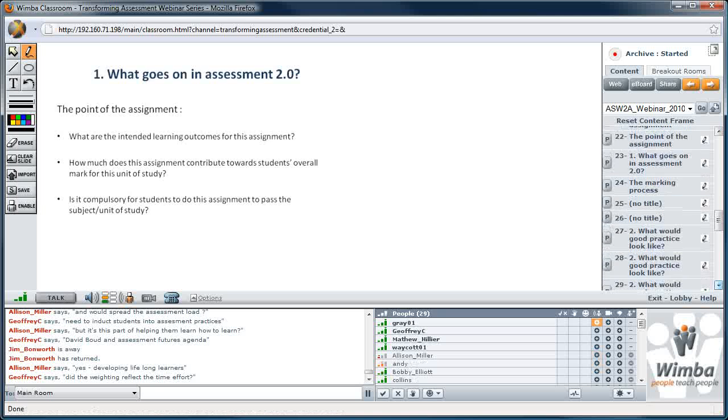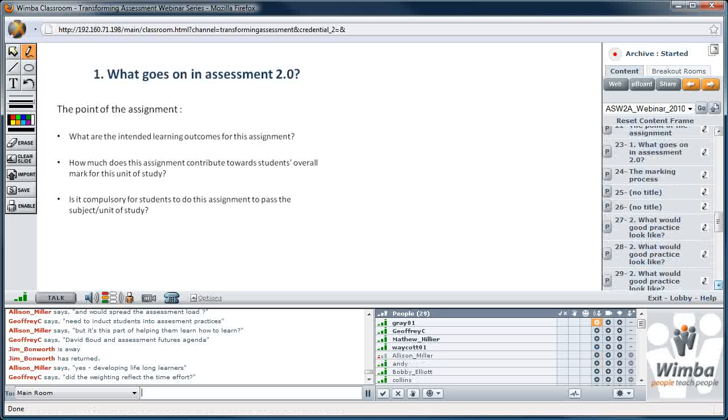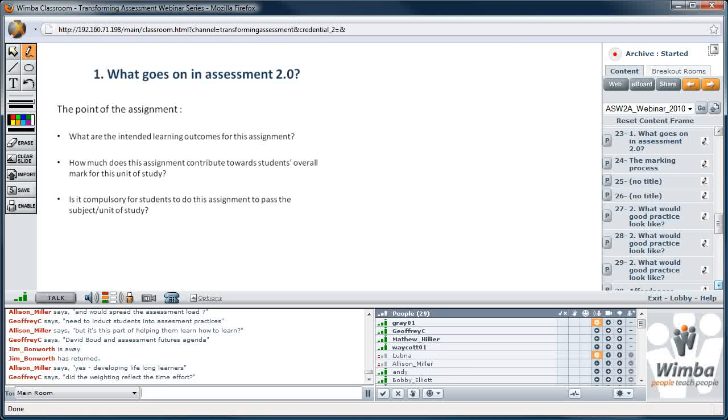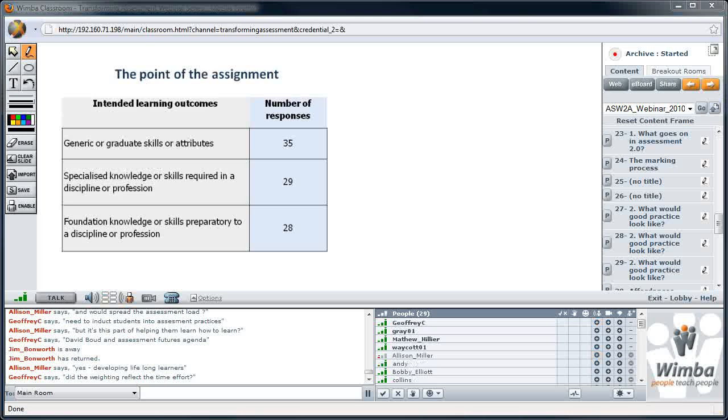We had quite a spread of responses to how much the assignment is worth. I've just highlighted the most frequent, which was 11 to 20%. But also what I thought was interesting here is that we have a small number, but nevertheless, some participants talked about assignments that were worth either all or almost all of the assessment for that unit of study. So these were major assignments in these cases.